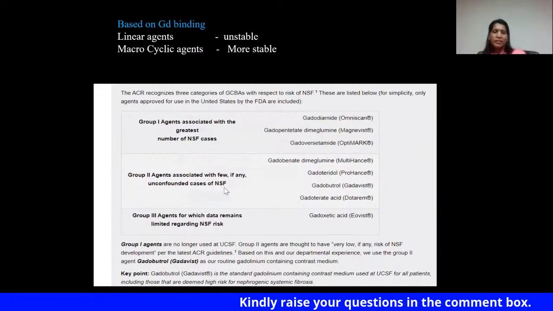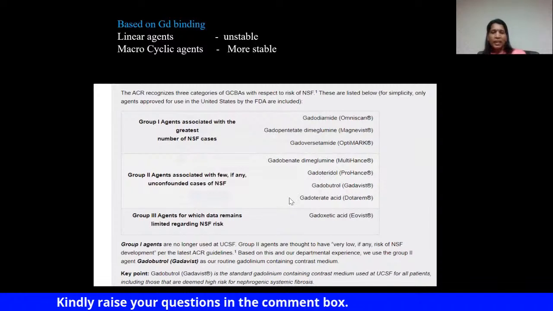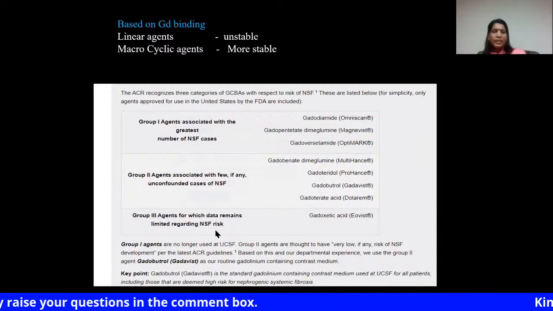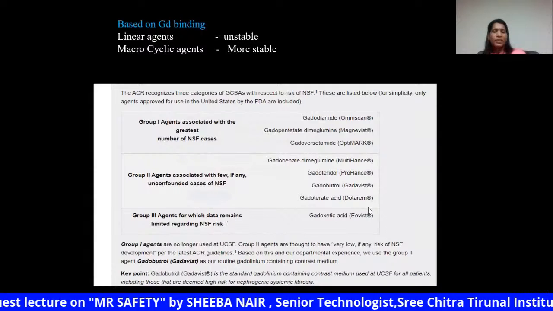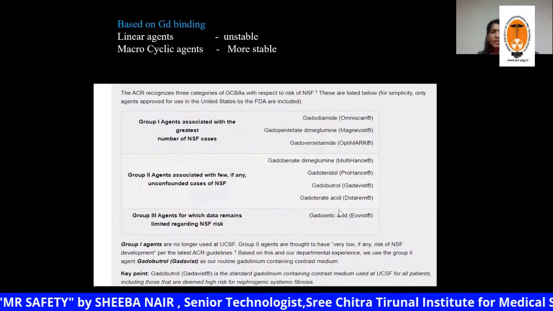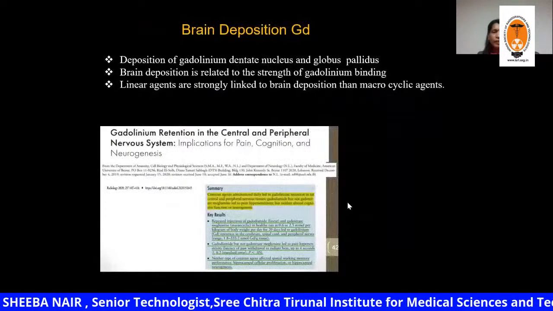Their chance of getting NSF is very less. And here Eovist, in the case of NSF, is the safest contrast agent.